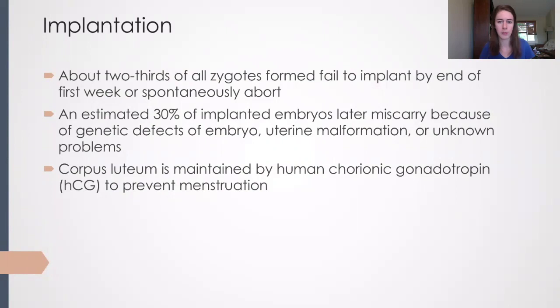The corpus luteum, if it degenerates, again, probably spontaneous abortion. You can sometimes supplement if it's just a hormone issue and give a woman progesterone and estrogens. But if there's a huge malformation of the uterine lining or of the blastocyst itself, spontaneous abortion will occur.